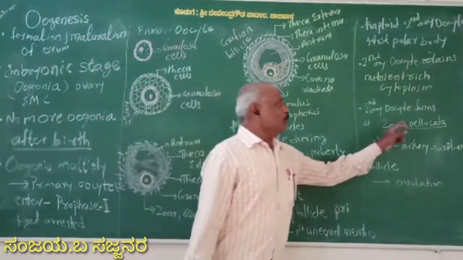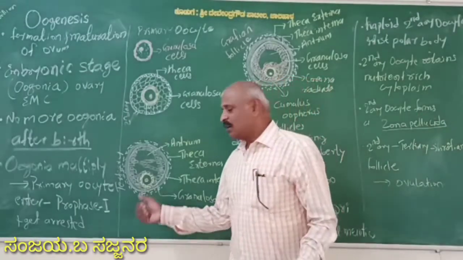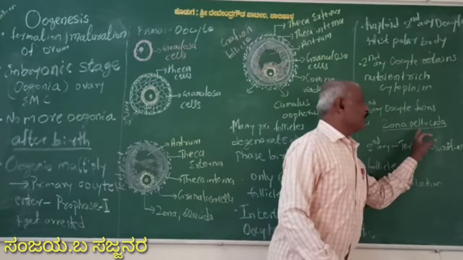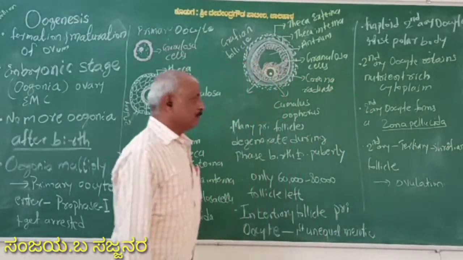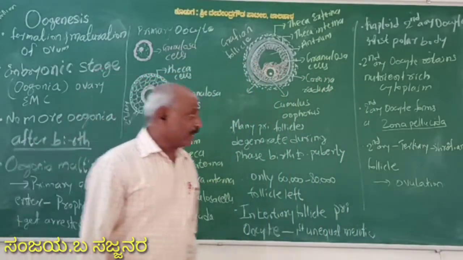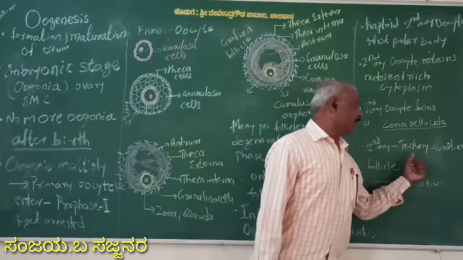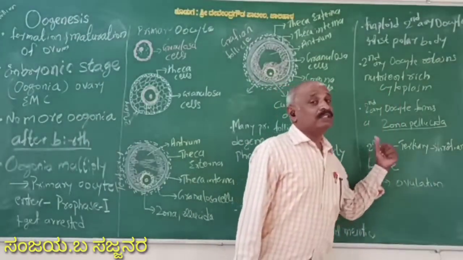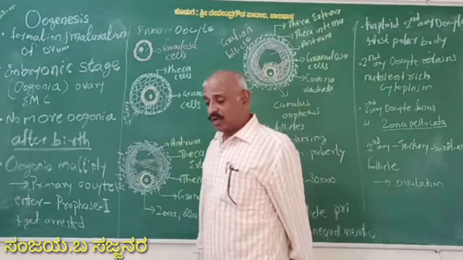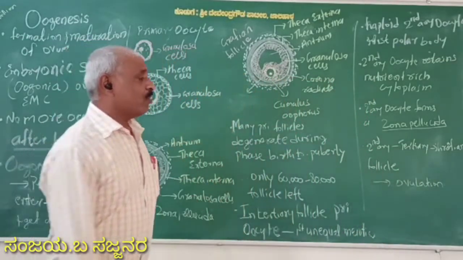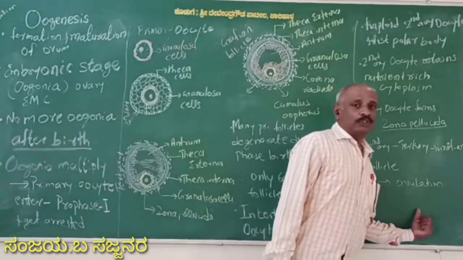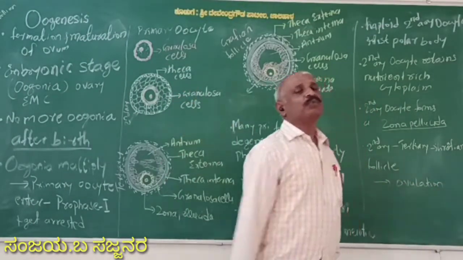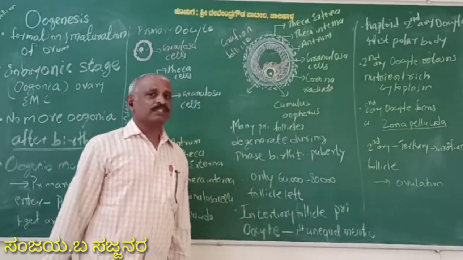This is the secondary oocyte, I already said here, it forms the layer of cells called the zona pellucida. This secondary follicle gets converted into tertiary and afterwards the Graafian follicle, and it is now a mature one, ready for the ovulation. This is how the whole process of oogenesis takes place.